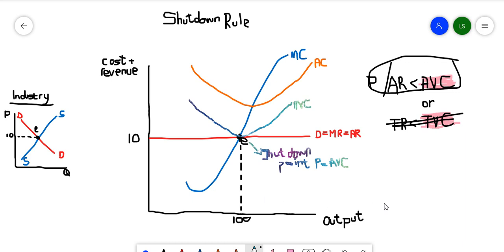Again, please copy this graph into your book and send me a picture, please.